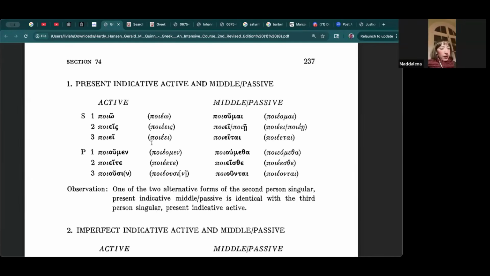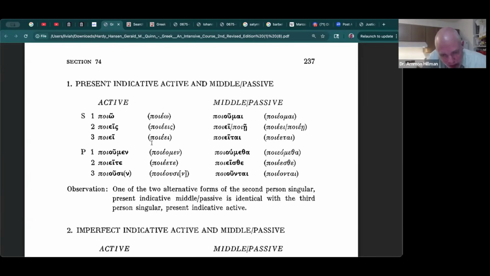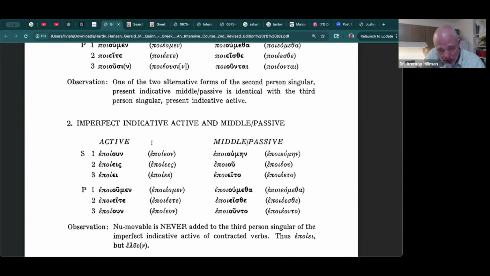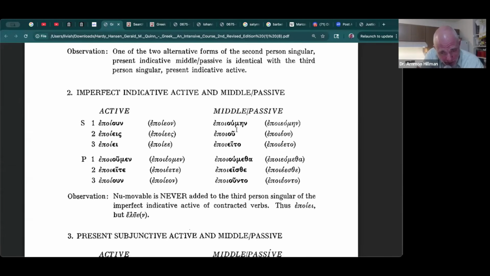Poiusi, that makes sense. That one just turns into poiusi. Why? Because the epsilon just gets absorbed. No, I'm telling you, we're gonna have to go back and forth and identify, because you're gonna forget.